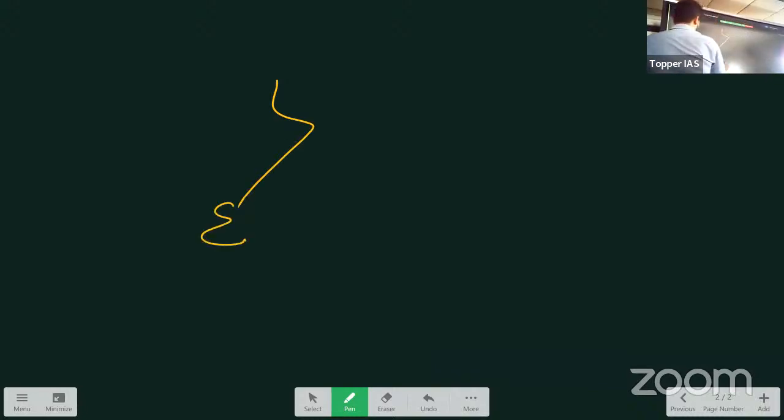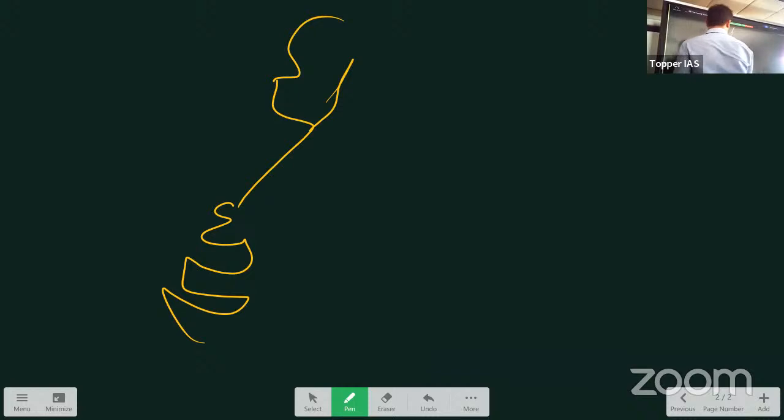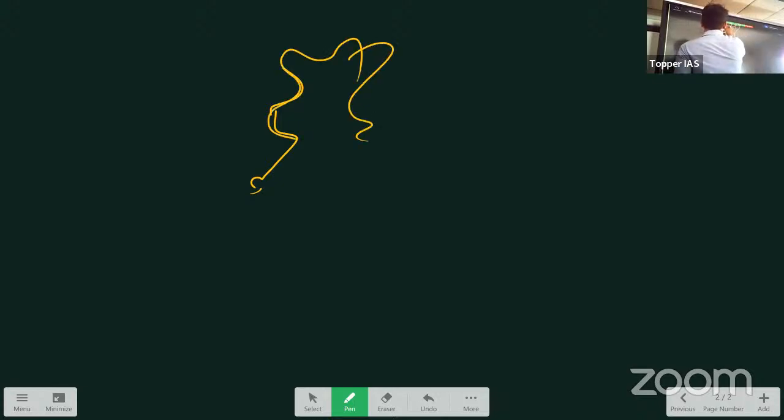But again, there is a de facto line here also. What is this line called here? LOC, right? This is the Radcliffe line, up to Gujarat. This is Radcliffe: Gujarat, Rajasthan, Punjab, Jammu Kashmir, and Ladakh.